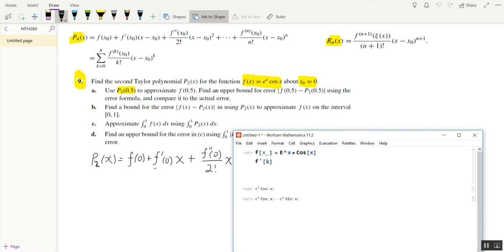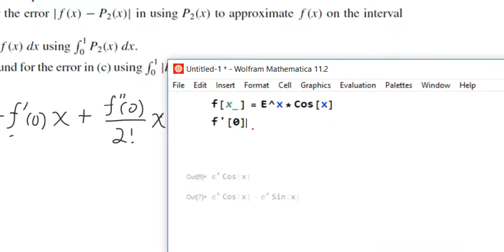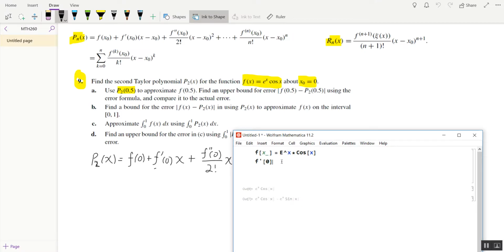Oftentimes this is not necessary. You really can combine 2 steps together. You can evaluate f prime of 0 like this. Use the syntax f prime and square brackets 0, and sometimes I want to add the semicolon so that I don't have to see the f all the time. So f prime of 0 is 1.